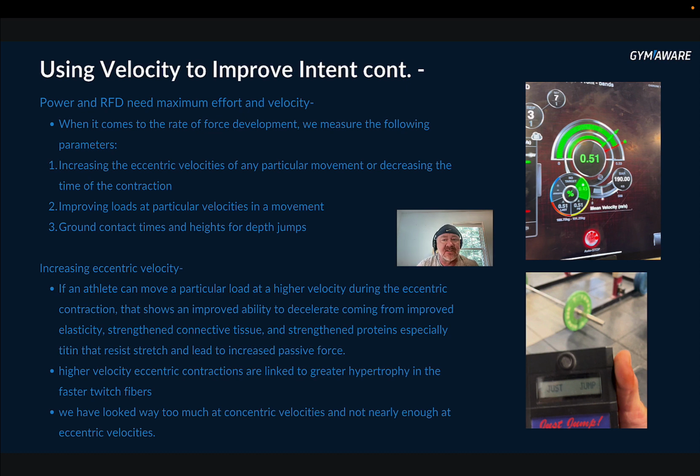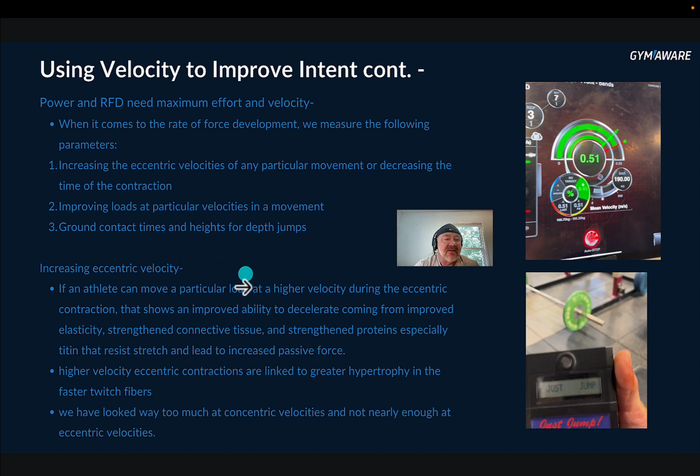Improved connective tissue, stronger titin molecules, which is the protein molecule that you're going to find that helps your actin and myosin stay in place. They resist stretch and they resist the movement of those two, so they stay in place and they cause that shortening of a muscle. So I hope I didn't just crush the definition of titin, but I did my best.